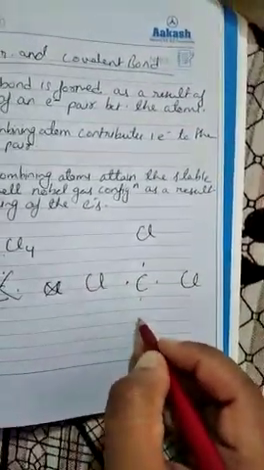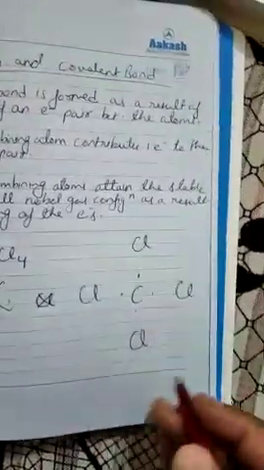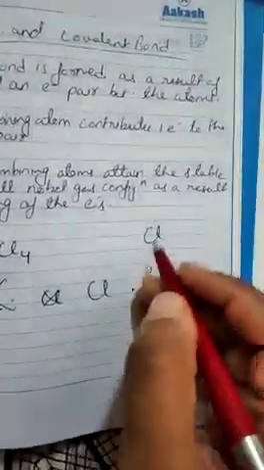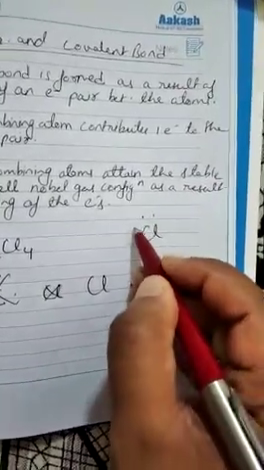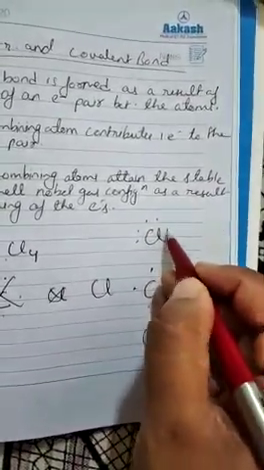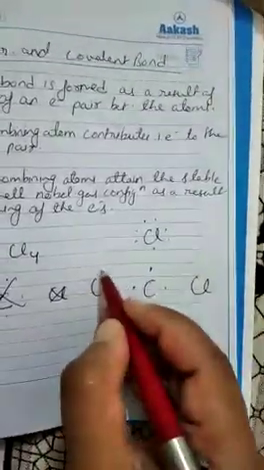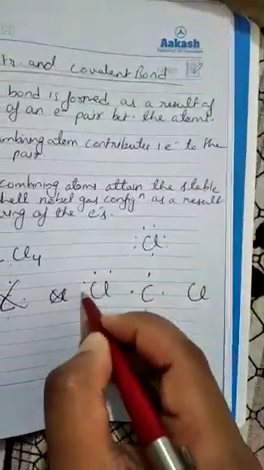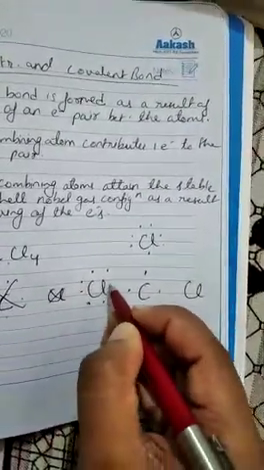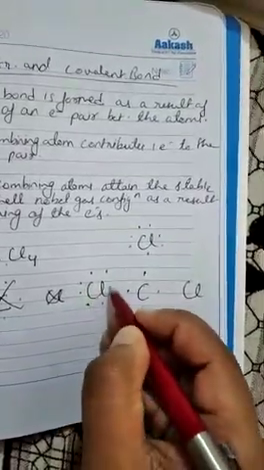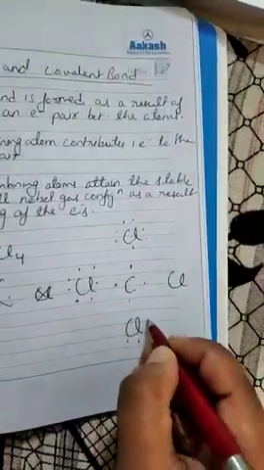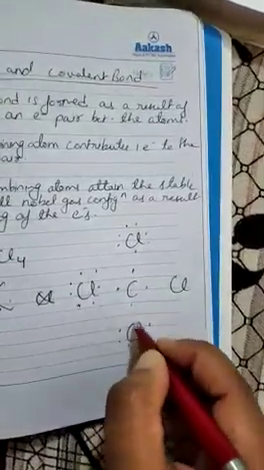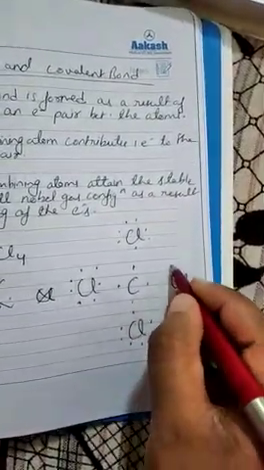So to show it in Lewis dot form, we place them on the 4 sides. In a chlorine atom, the outermost shell has 7 electrons, so we put 7 dots around each chlorine atom: 1, 2, 3, 4, 5, 6 and 7. So each chlorine atom will have 7 electrons in its outermost shell.